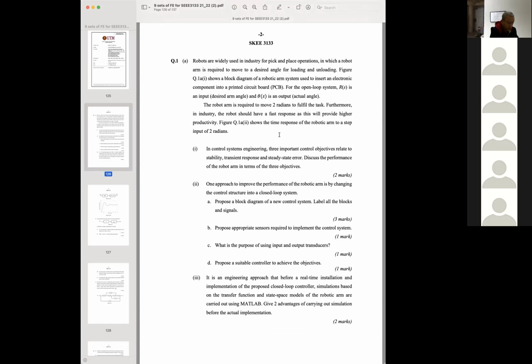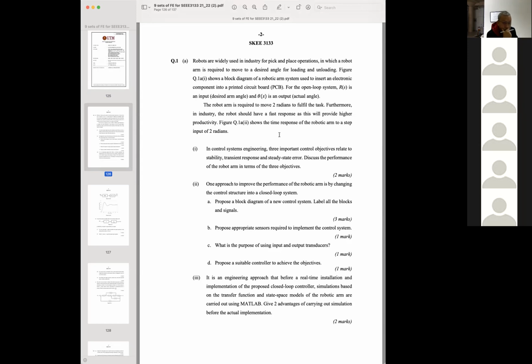For the open loop system, R(s) is an input desired arm angle and theta(s) is an output actual angle. The robot arm is required to move 2 radians to fulfill the task. Furthermore, in industry, the robot should have a fast response as this will provide a higher productivity. Figure Q1A 2 Roman shows the time response of the robotic arm to a step input of 2 radians.